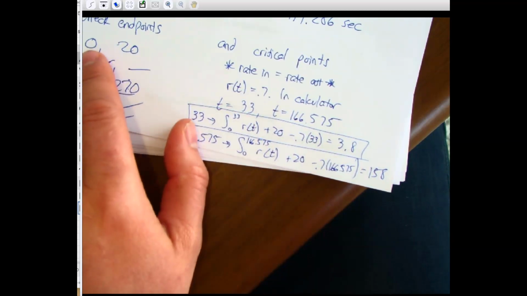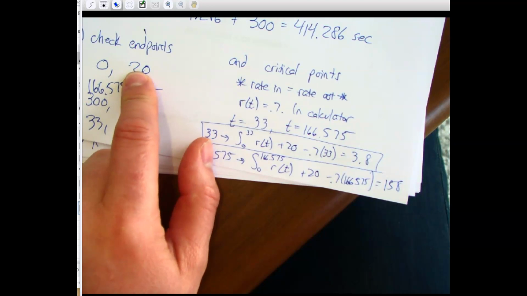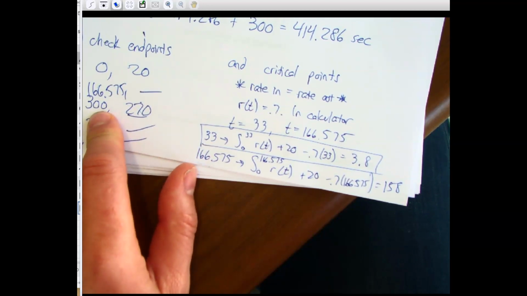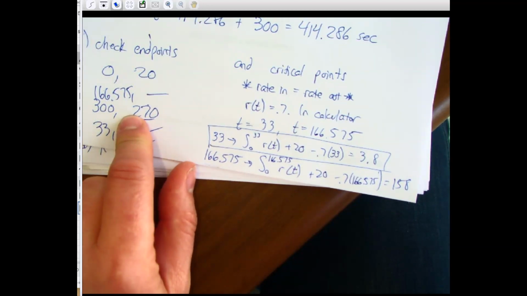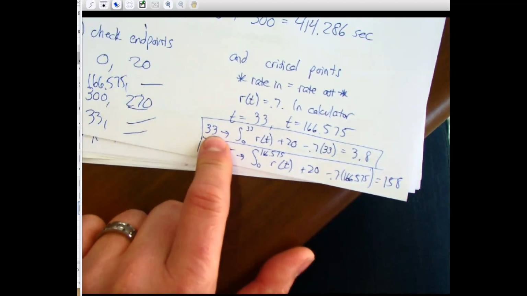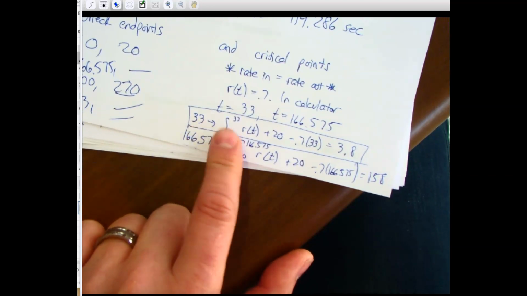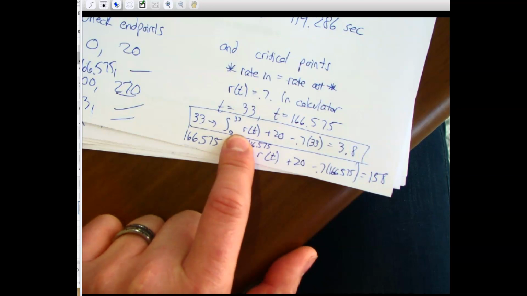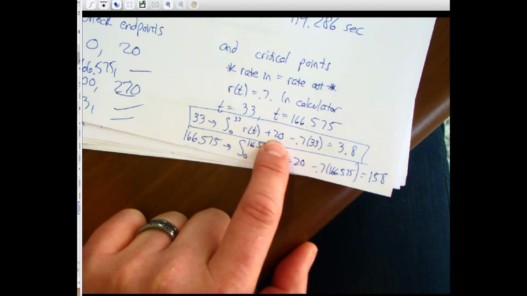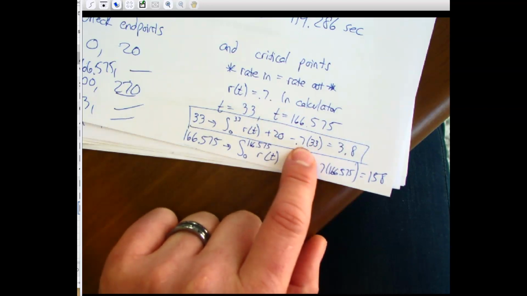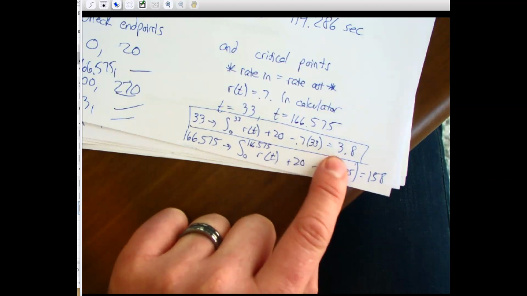So to find out how many people were in line at 0, we know at the start of the problem there were 20. To find out how many people were in line at 300 seconds, we did that in part B. To find out how many people are in line at 33 seconds, you got to integrate the rate at which they're entering, add 20, because that's how many there were to start with, and then subtract how many have left at 0.7 per second in 33 seconds, and you get 3.8.